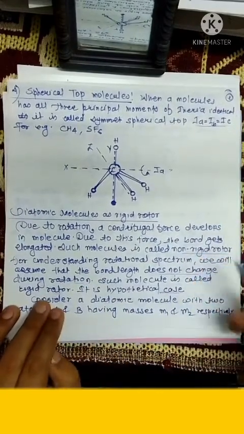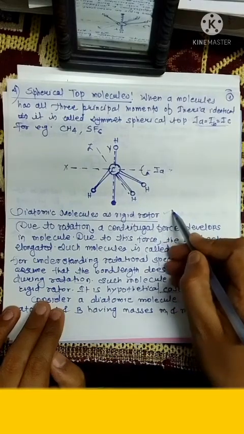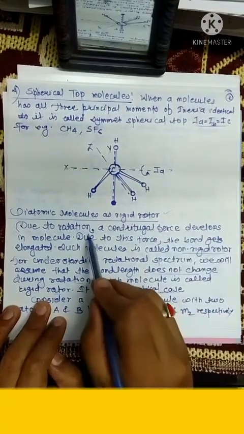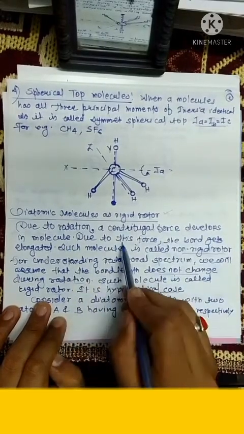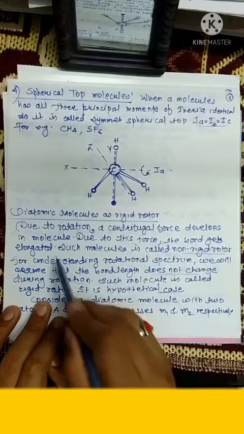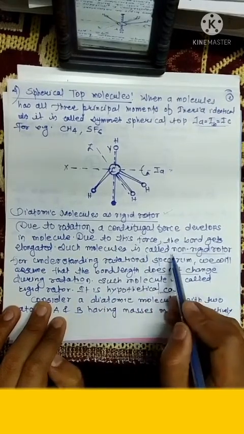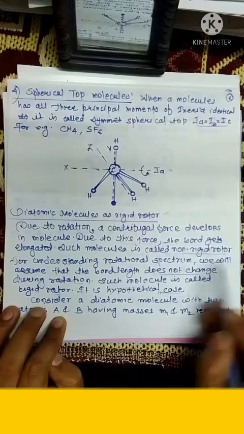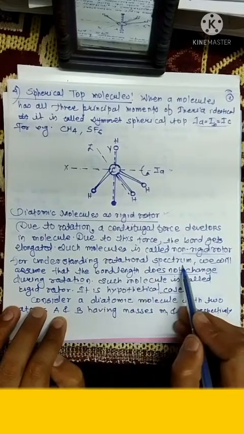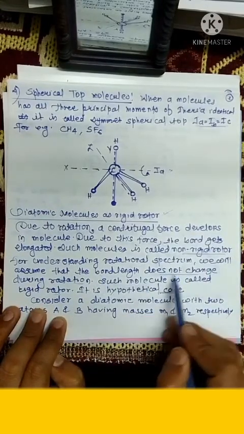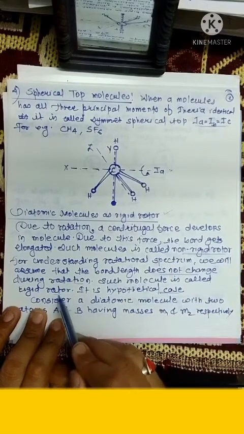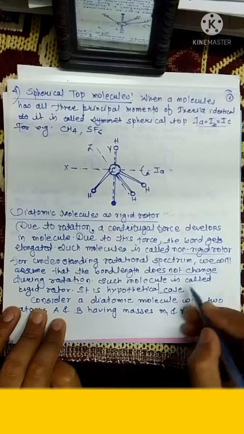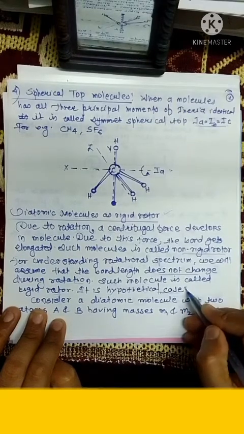Now we are going to see diatomic molecules as a rigid rotor. Due to the rotation, a centrifugal force develops in a molecule. Due to this, the bonds get elongated. Such a molecule is called a non-rigid rotor. For understanding rotational spectrum, we will assume that bond length does not change during rotation. Such a molecule is called a rigid rotor. Students should note that it is only a hypothetical case. It is not the actual case.